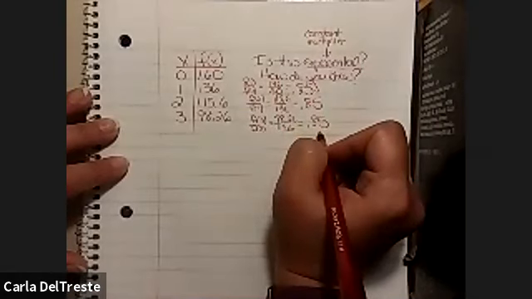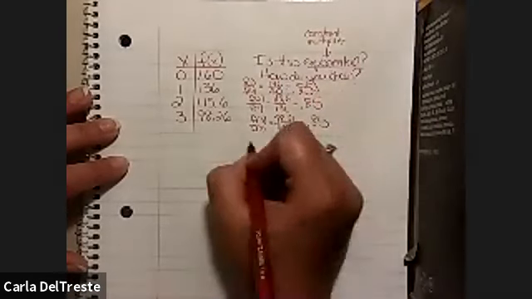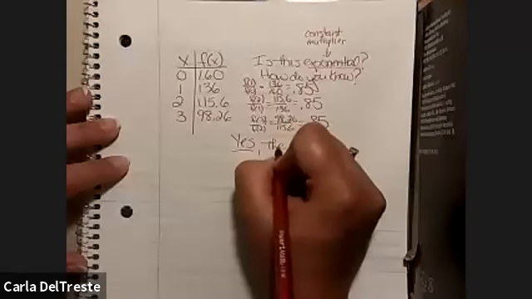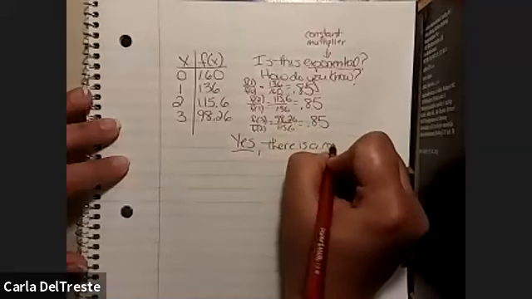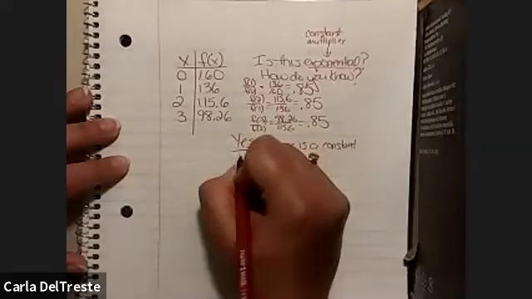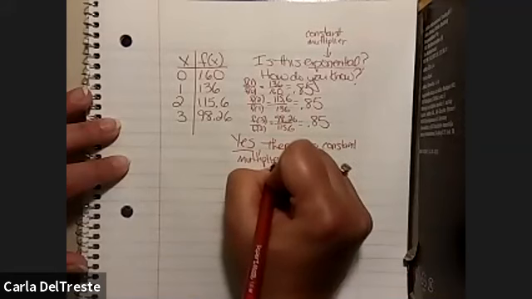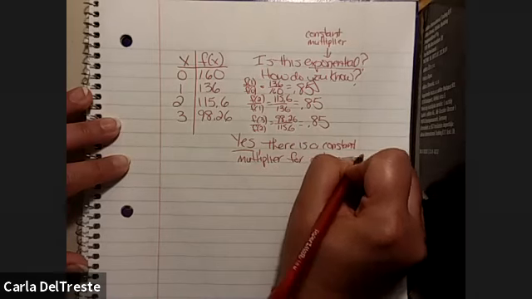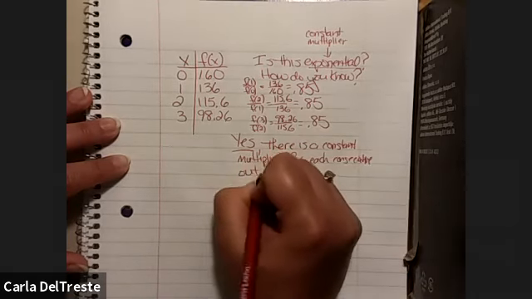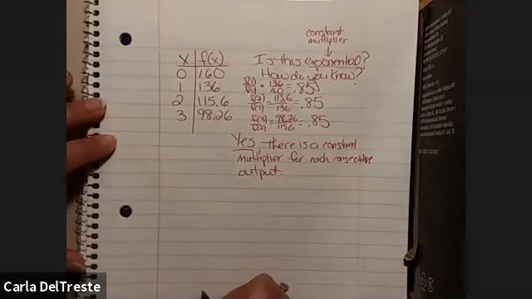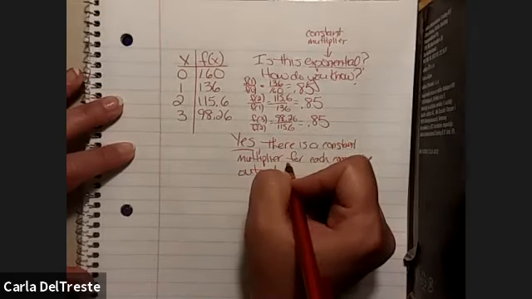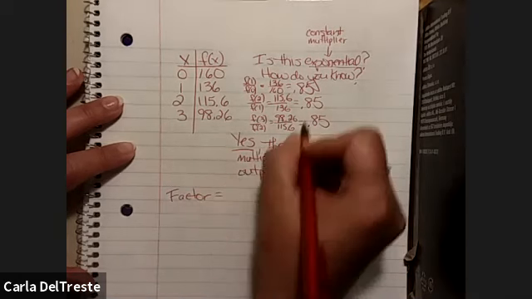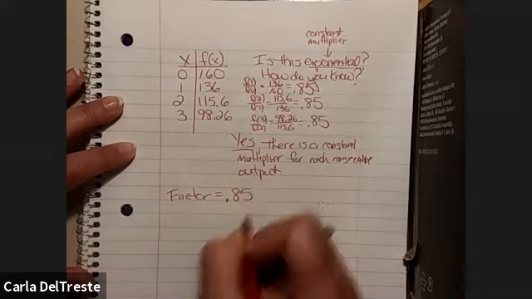I do have a constant multiplier. So is this exponential? Yes, it's exponential. How do I know? There is a constant multiplier for each consecutive output. Not only does that help us answer that question, but when they ask us what is the factor, I've already done that. The factor is 0.85.